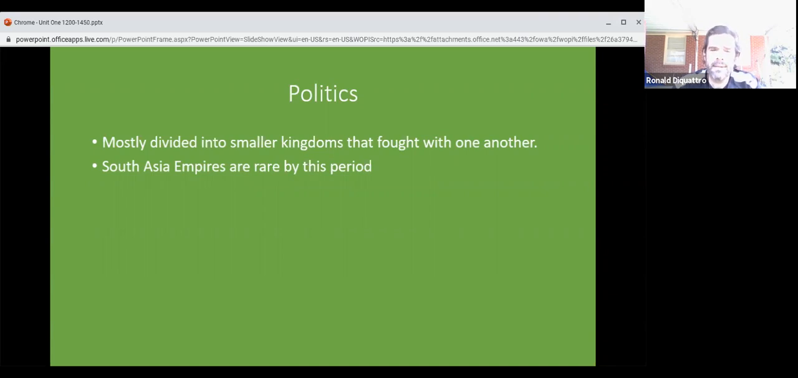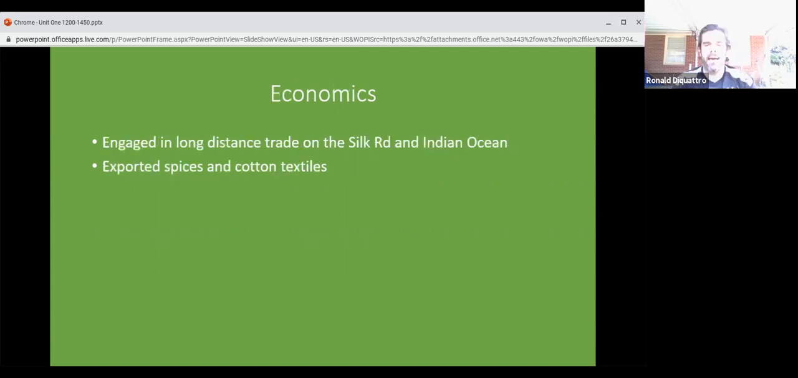So when we're talking about South Asia, yes, they have all the traits of a civilization. They don't necessarily have all the political traits of an empire, and because of that, we're just not that focused on them right now. Economics, they're going to be engaged in long distance trade on both the Silk Road and on the Indian Ocean.